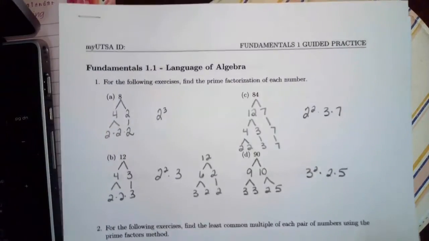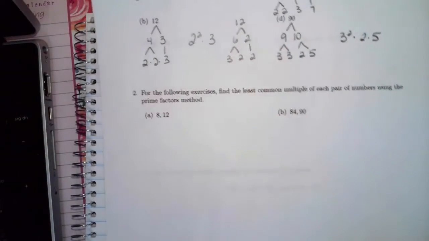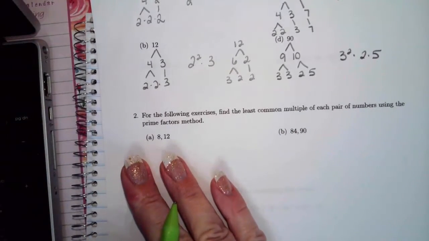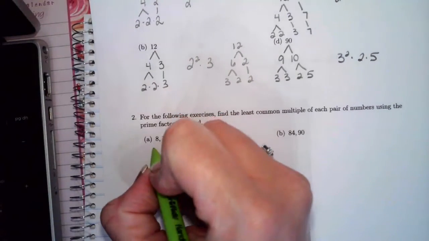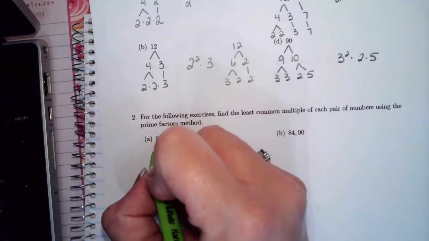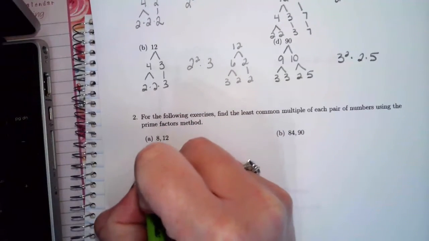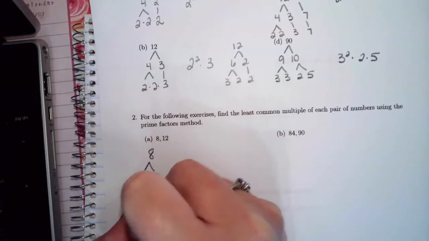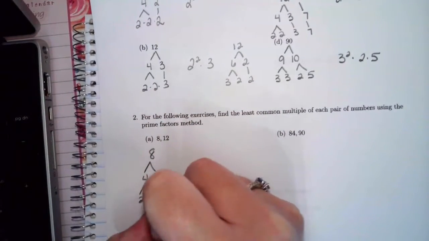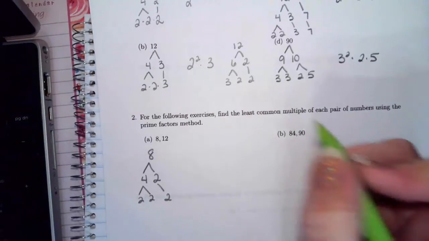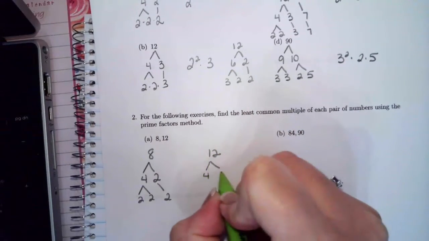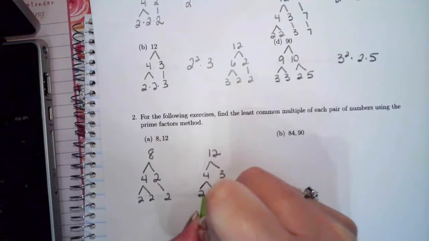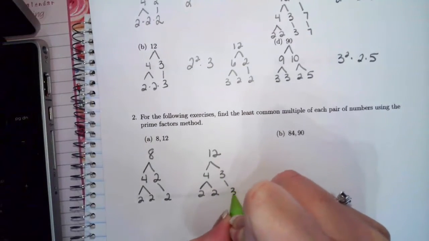So let's move on. Find the least common multiple of each pair of numbers using the prime factors method. So what we're going to do is we're going to break down each number. So 8 is going to break down to 4 times 2, which is 2 times 2 times 2. Okay? 12 is going to break down to 4 and 3, which gives me 2 times 2 times 3.